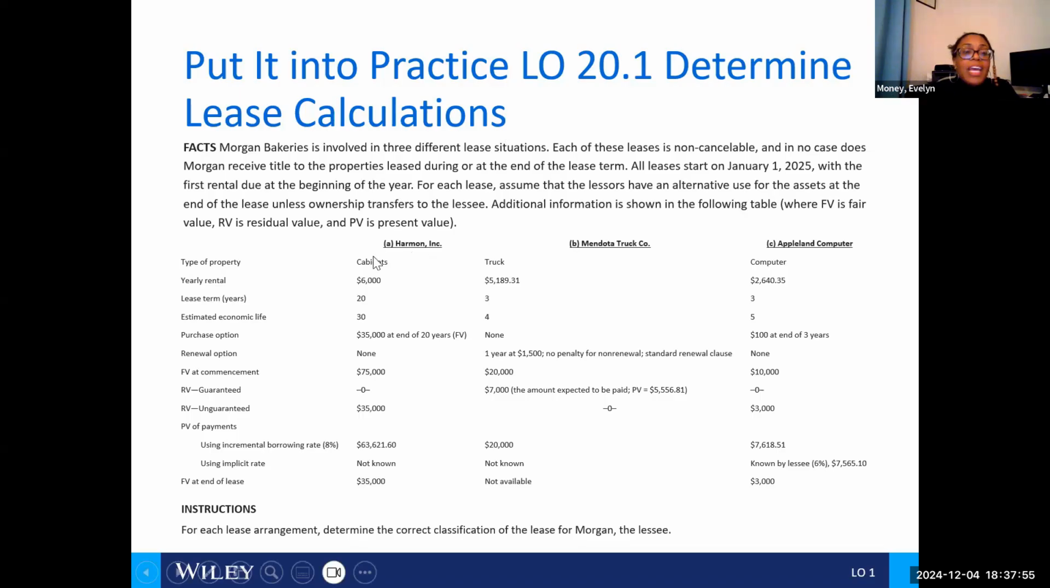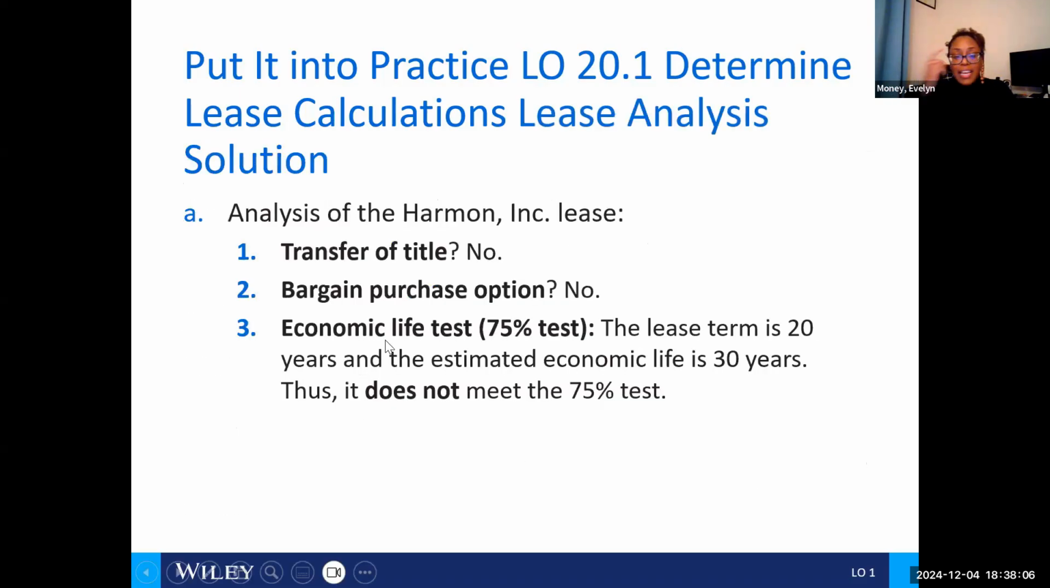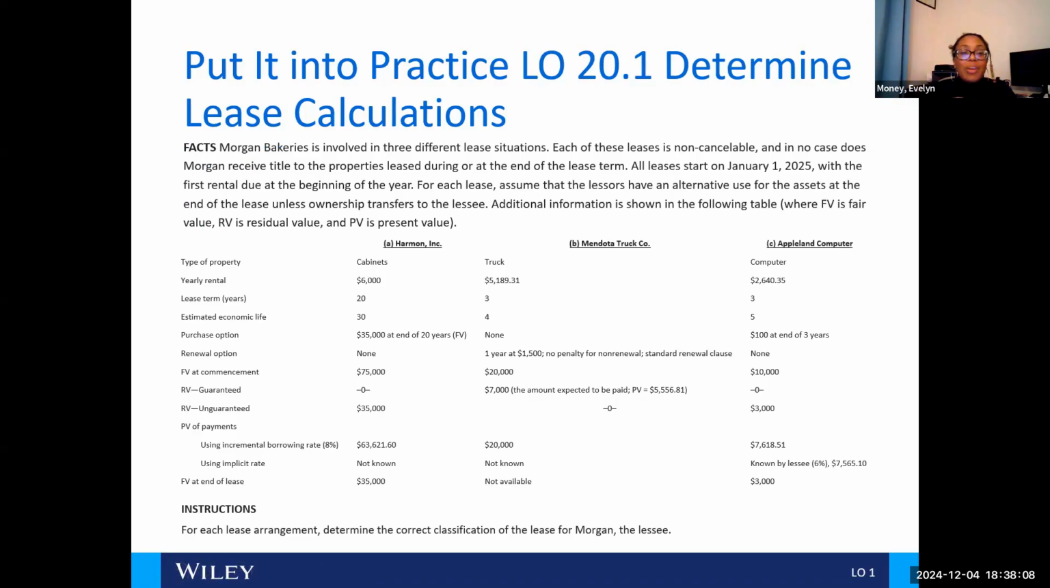For Harmon Company, it's nice that they tell me the type of property that's being leased, but I don't really care. There's tons of information here. And rather than read all of the information, I'm going to go directly to my test. My first test is the economic life test. For the economic life test, I'm going to take the lease term. Notice the lease term is 20 years. And I'm going to divide it by the estimated economic life of 30 years.